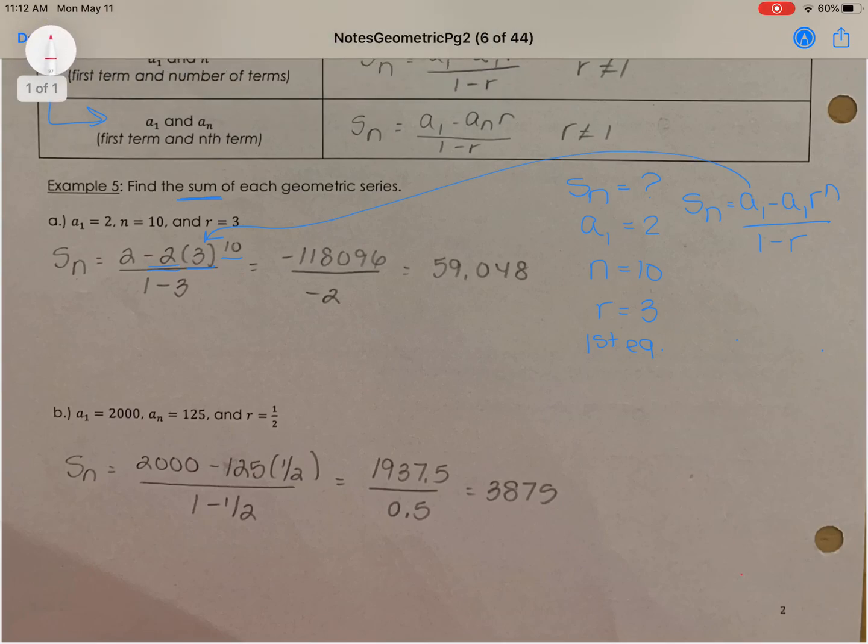All right, so in this case, we have A1 is 2000. We're looking for Sn, so that's our unknown. We have An, and we have r is 1/2. So if we go back up to the chart, the first one said I have A1 and n. Well, I have A1, but I don't have n, so that's not going to work. The second one says I have A1 and I have An. That one I have, so that's going to work.